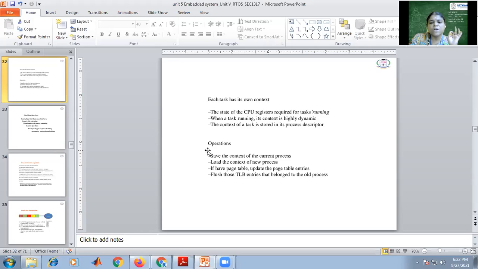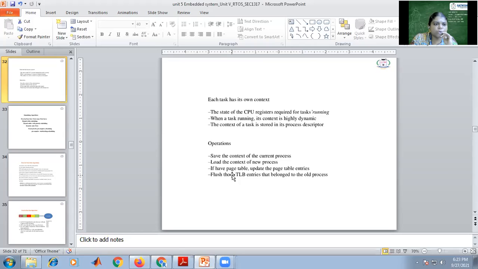What operation it is doing is, it will save the context of the current process and it will load the context of the new process. If there is a page table, then it will update the page table entries. It will flush out those entries that belong to the old process. Not required entries will be just flushed out, and this is what is meant by context switch, which will be done by the dispatcher. When this is done, then the control of CPU will be given to the new task, which is actually scheduled by the scheduler.